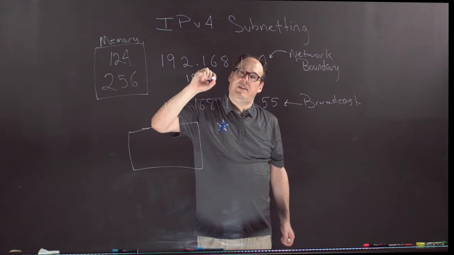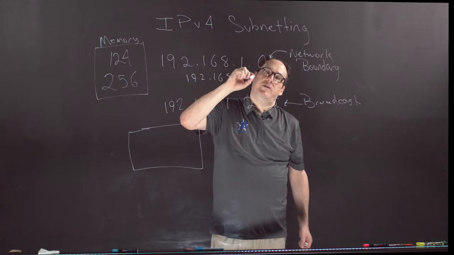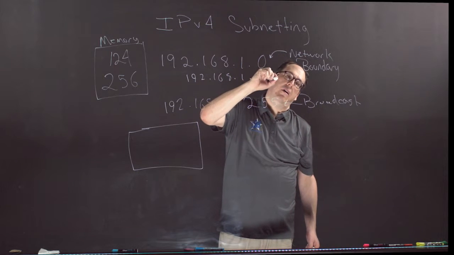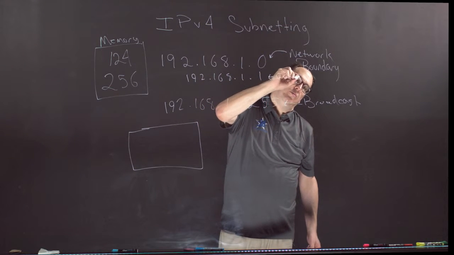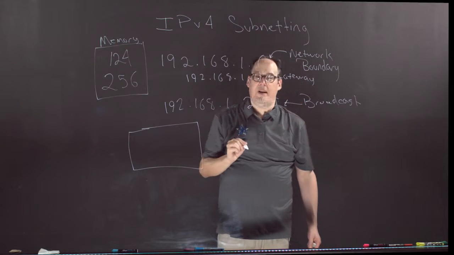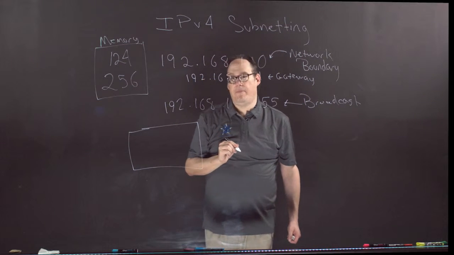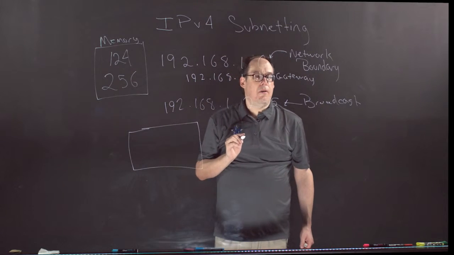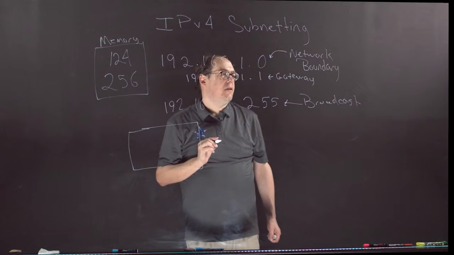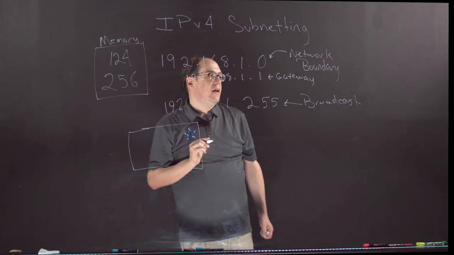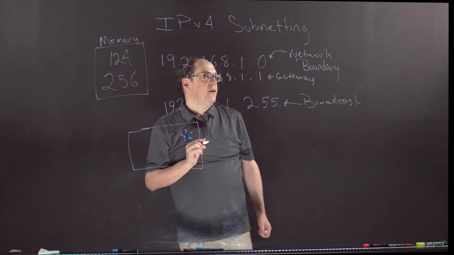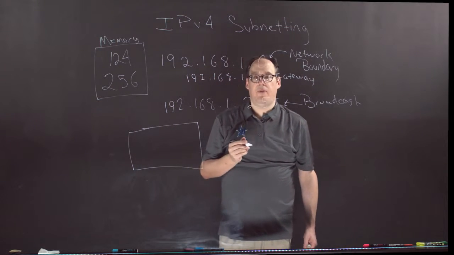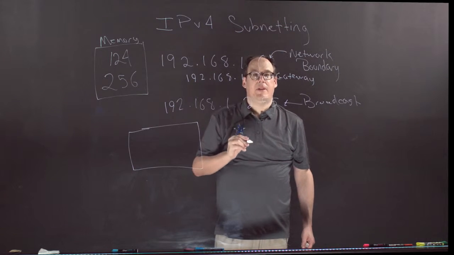In this case, we're going to set it to be the first address, and we're going to call it our gateway. Just remember, the gateway can be any other number. It doesn't have to be one. So the number of hosts that we have available in this network is 254. One of them is the gateway.